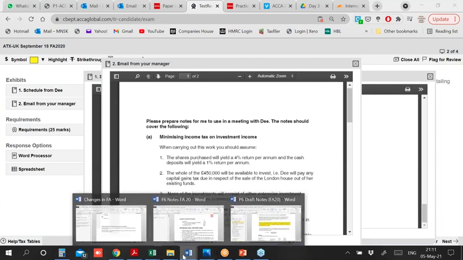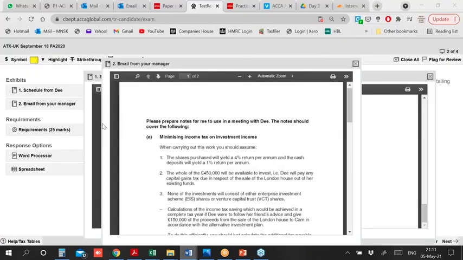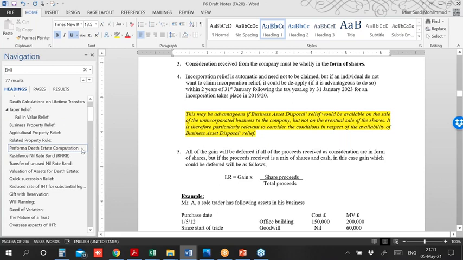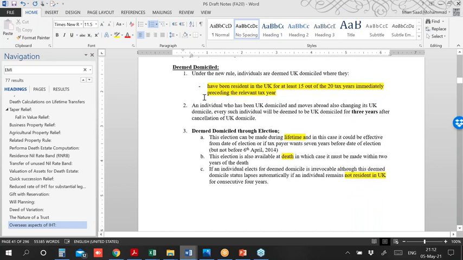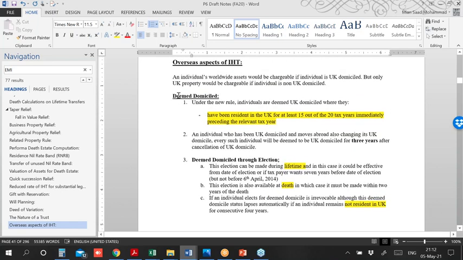Now, I'll take you to my notes. In there, the first chapter is inheritance tax. And in there, the last heading is the overseas aspects of IHT. In that, overseas aspects of IHT, you can see there that there is a thing called deemed domiciled.